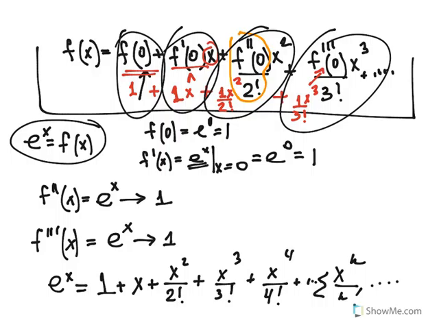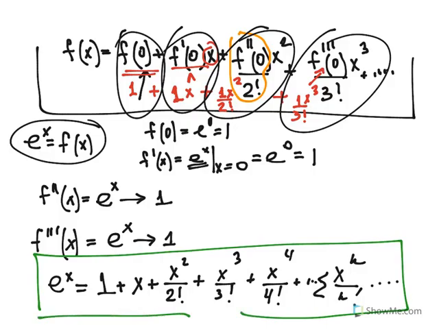Okay, so when you see e to the power of x, I want you to be able, without deriving, to write this whole polynomial right away. 1 plus x plus x squared over 2 factorial plus x cubed over 3 factorial, and so on.